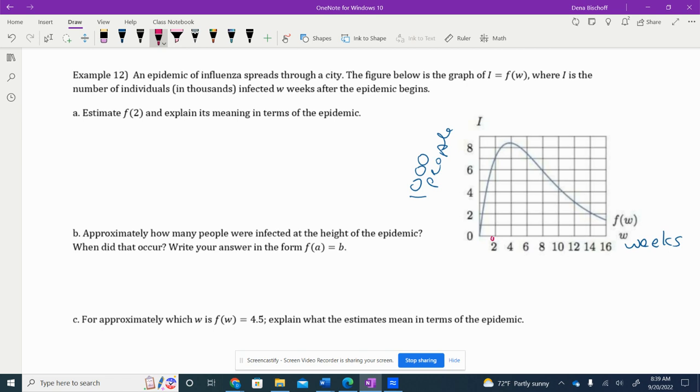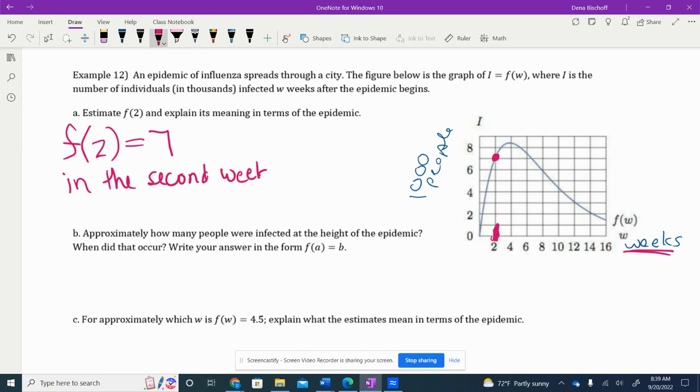So F of 2 right here, that means I let W equal 2, and the output is about right there. So I would say that F of 2 is about what? It's about 7. Yeah. And it means that in the second week of the epidemic, 7,000 people were infected.